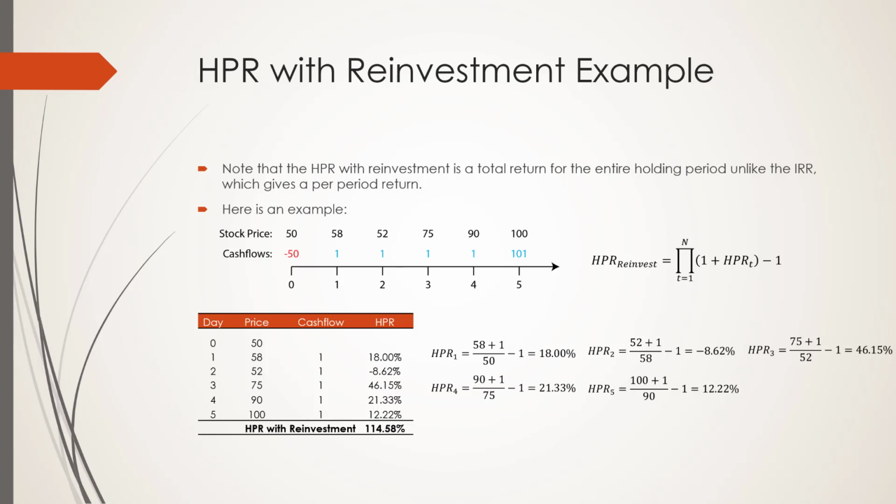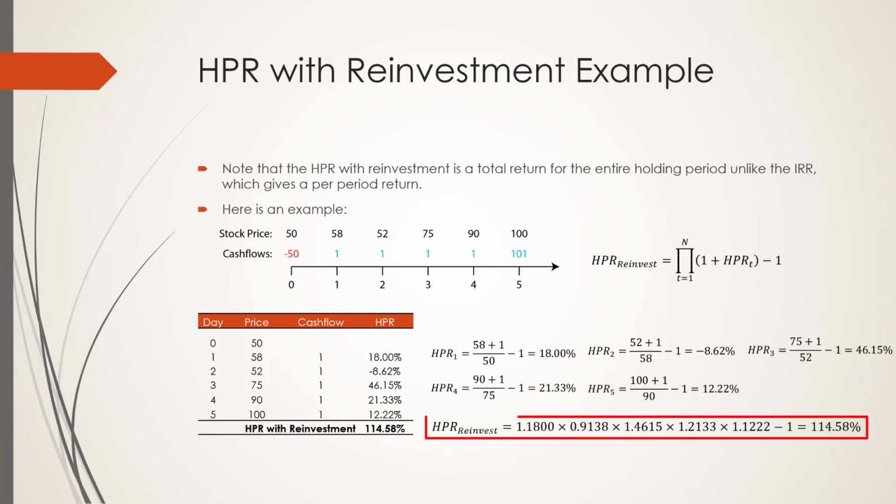At this point, we need to link these together. So we're going to add 1 to each of these sub-period returns, multiply them out, and then subtract 1. So we have 1.18 times 0.9138. Now, by the way, be careful with negative returns. A lot of times people will make the mistake of saying, well, 1 plus 8.62 is 1.0862, but it's not, because that's a negative 8.62%. And so when you do the math here, you get 114.58% for your total return.